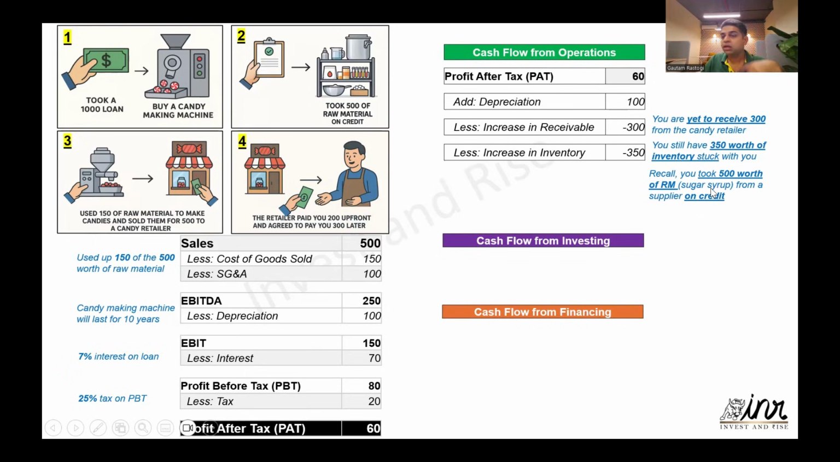Okay, you haven't paid your supplier friend yet. So that 500 is with you. You are yet to pay your supplier friend, so that 500 is with you in the business. So you add it back.